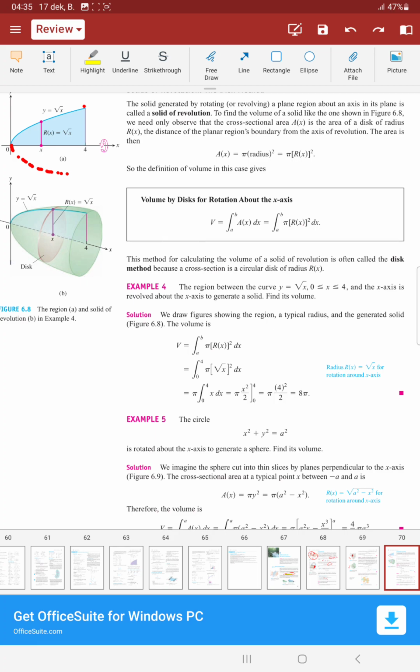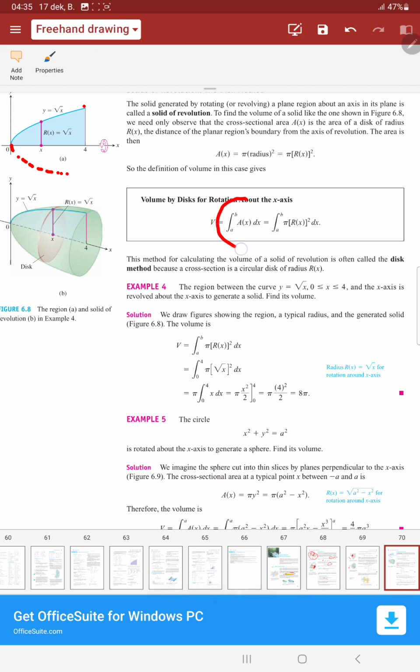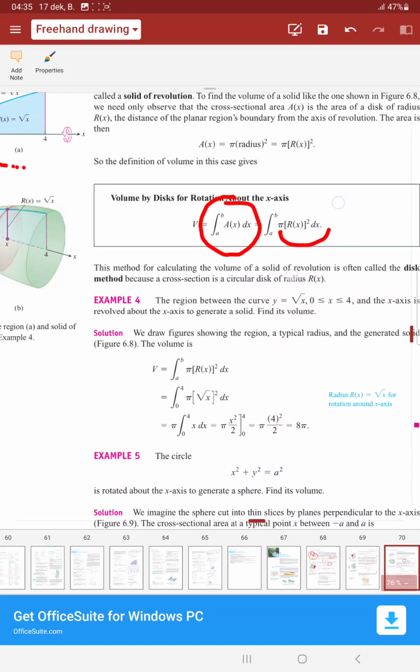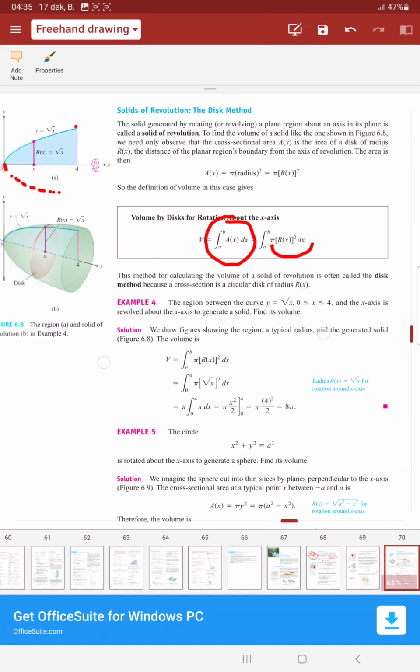Now we'll have a new formula. It means volume of, again, the formula won't change. This won't change, never ever. But as we have a circular section, we'll write pi r squared. So our mission is again to find the area, but if you find the radius, then the area is ready.